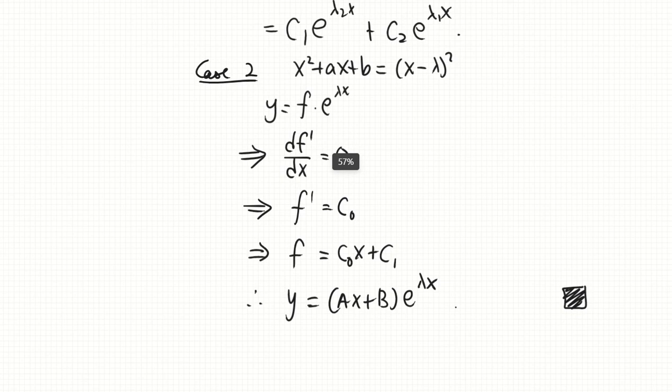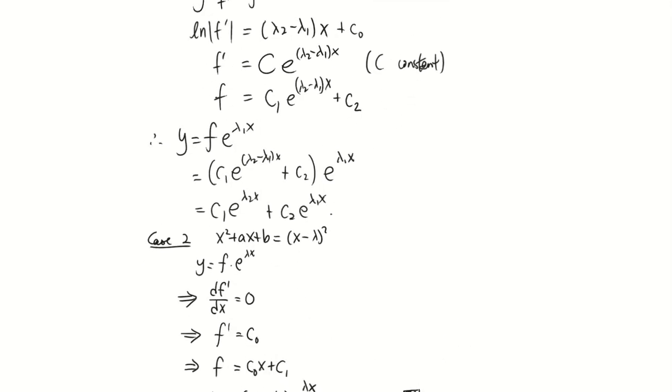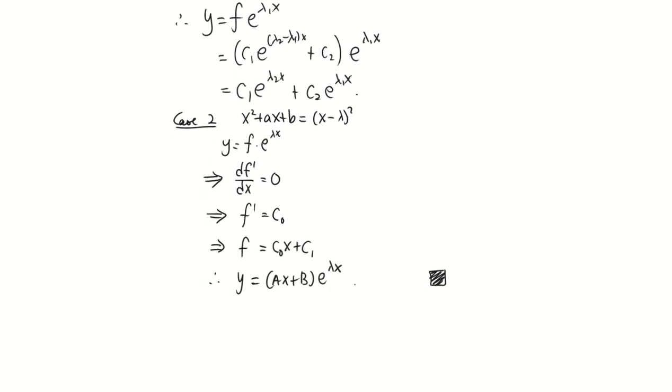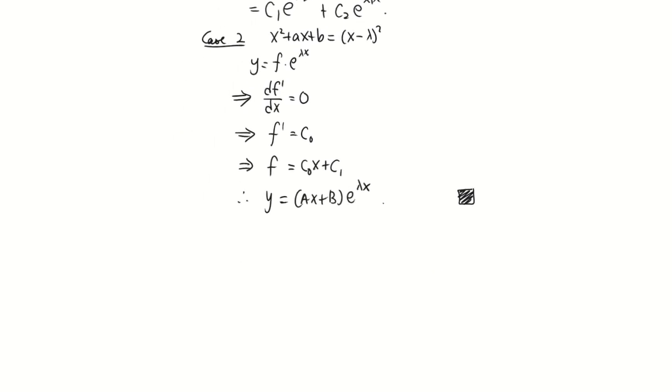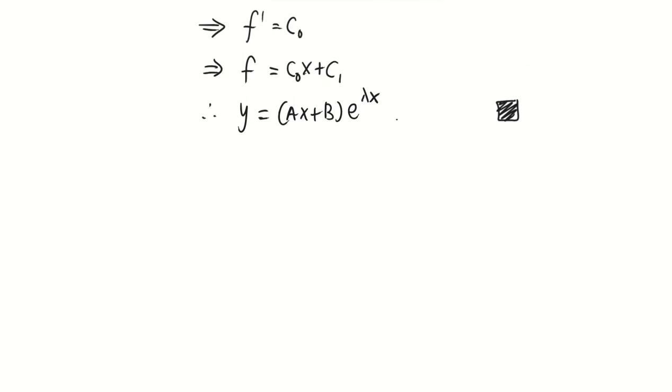And here it is. So these are the proofs for the two cases, for lambda 1, lambda 2 being distinct, and lambda 1, lambda 2 being the same. Well, but this is only for the second order case, right? We can generalize it to the nth order.